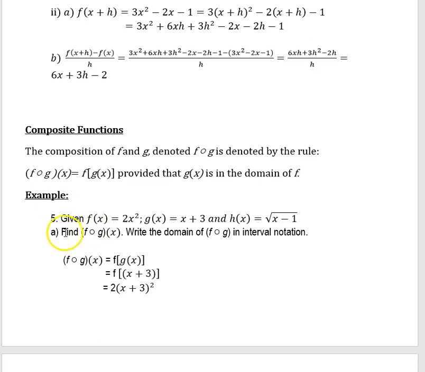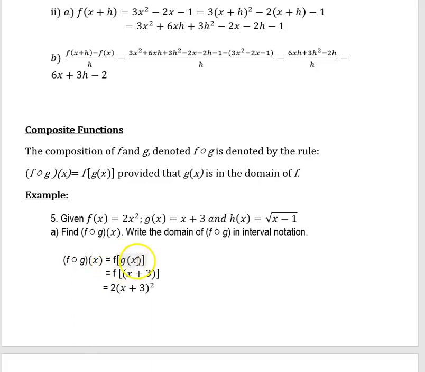Let's look at an example. In this case, it said given f of x equals that, g of x equals that, and h of x equals that. You're told to find f composite g of x, and then write down the domain of that composite function. Let's first of all find that first part, the f composite g of x. It means my g of x becomes my input, so I have to rewrite it that way: f into bracket g of x.